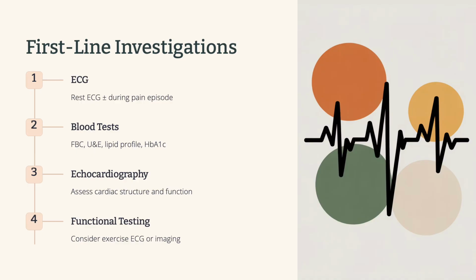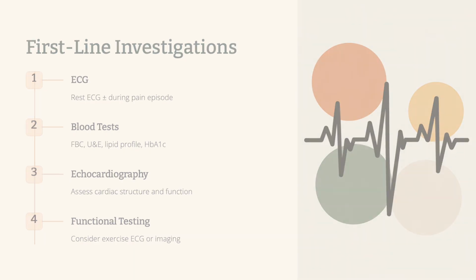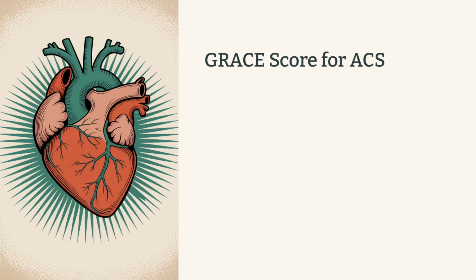And then for unstable angina, there's another tool we use called the GRACE score. Oh, yeah, I've heard of the GRACE score, but to be honest, I'm a bit fuzzy on what it actually is. It's basically a risk calculator. It helps us figure out the likelihood of serious complications in patients with acute coronary syndrome, which includes unstable angina. Complications like what exactly? Things like a heart attack or even death.